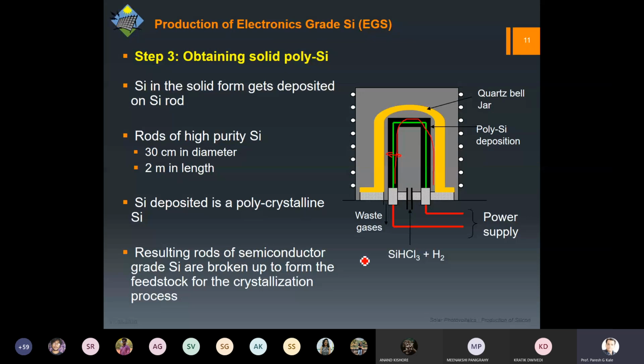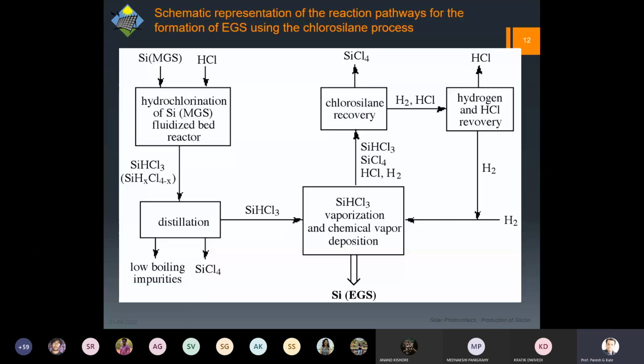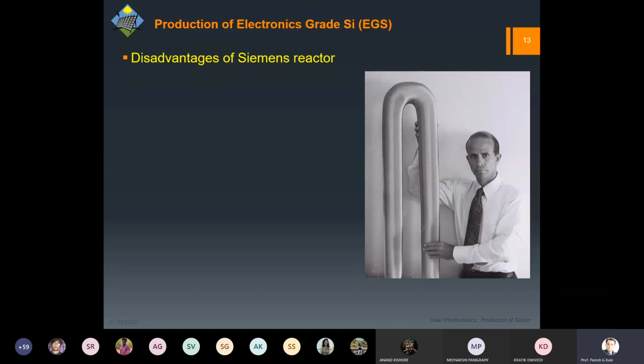Neither shape-wise, nor with respect to the purity, nor with respect to the arrangement of atoms. So obviously this will be broken further so that we get it in a proper form. Whatever steps I have explained till now are consolidated over here. You can have a look at this chart a bit later. So coming back to this Siemens reactor, on the right hand side you can see that person is holding that rod, which is removed after the completion of the process.